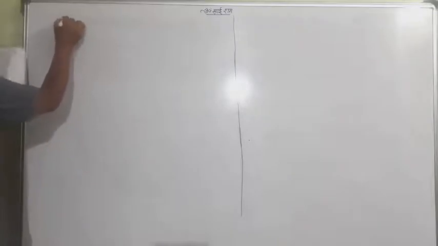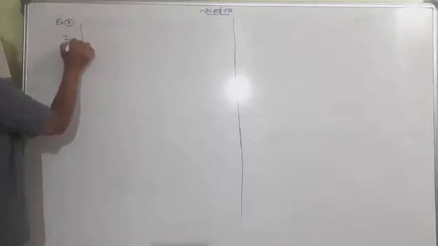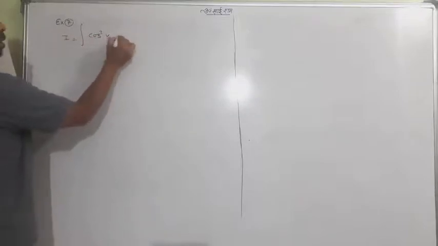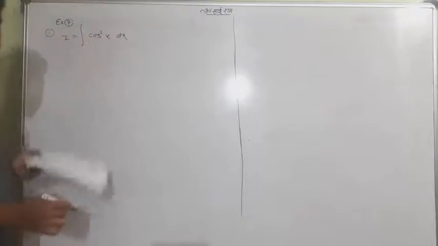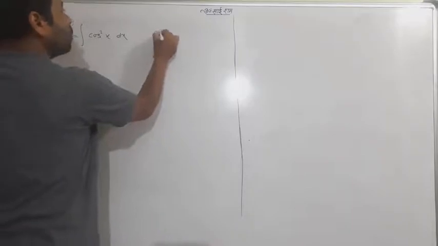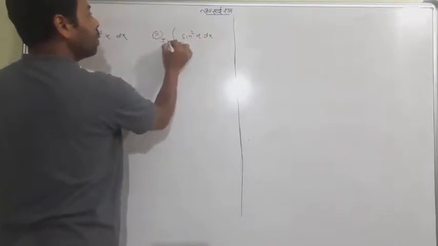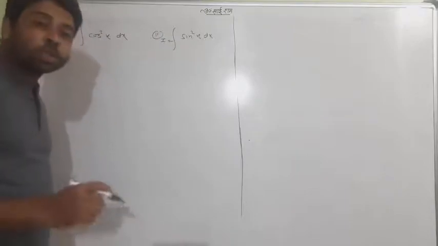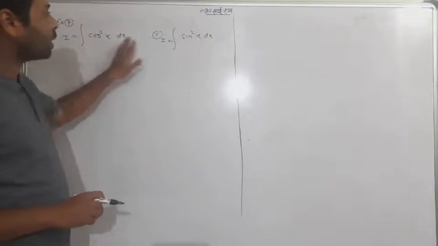Example number 7 is the integral of cos square x dx. Let me tell you how cos square x and sin square x can be done. Yesterday I taught you tan square x and cot square x. Today I am telling you cos square x and sin square x.